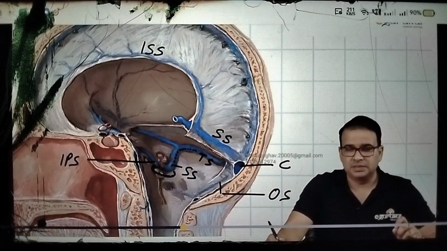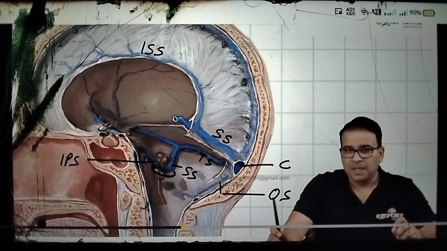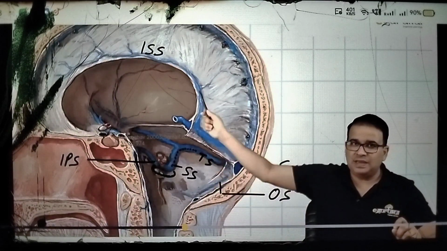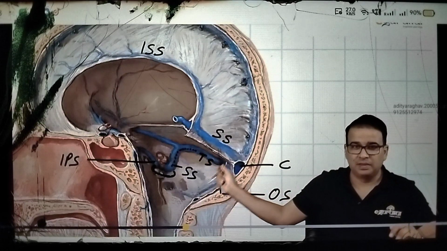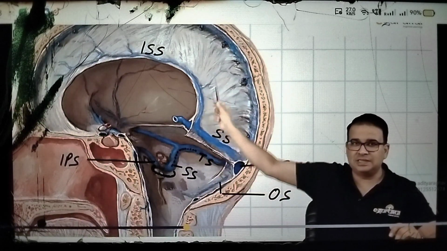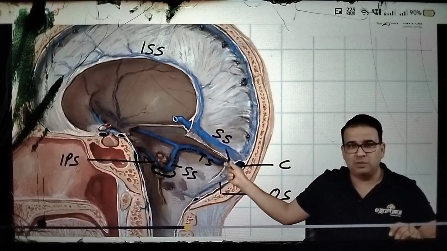And the second major question here is about the straight sinus. It is receiving the inferior sagittal sinus, fine, but that is not forming it. Straight sinus is not formed by the inferior sagittal sinus. It is simply a tributary which is draining into it. The major contribution to the straight sinus comes from a vein.